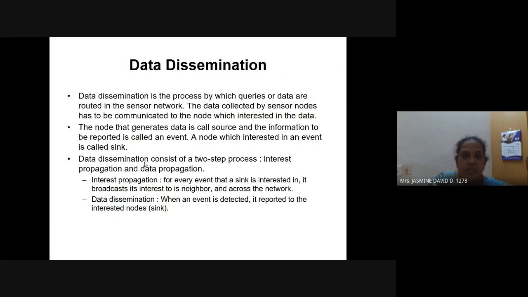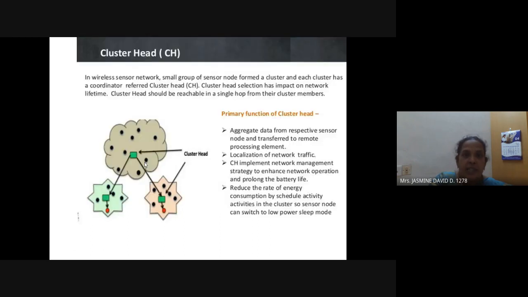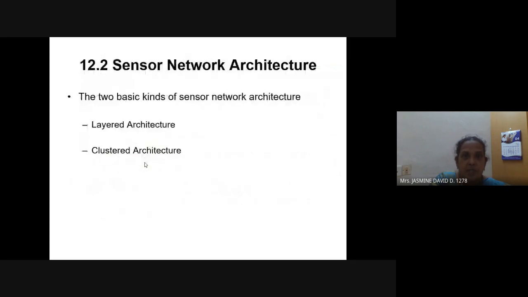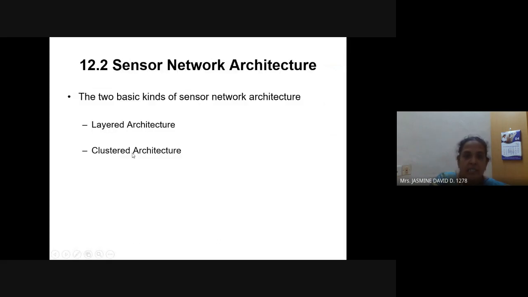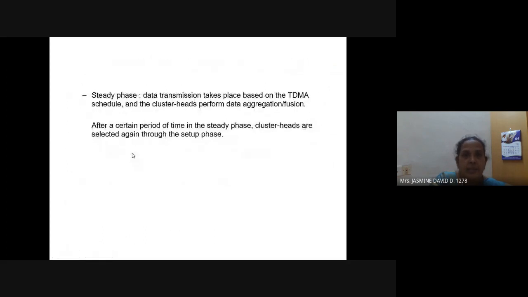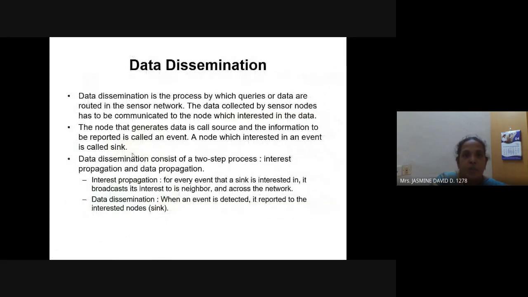So in the last class, this was about the architecture. And in the last class itself, I told you that I'll tell you about data dissemination in the next class, right? So data dissemination is a process by which queries or data are routed in the sensor network. Not sometimes, always the queries or data have to be routed in the sensor network.